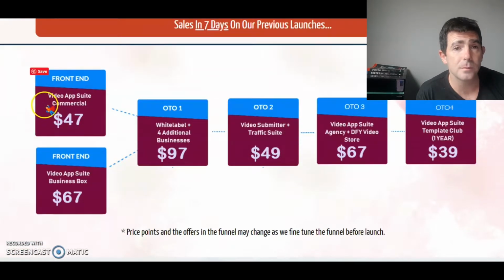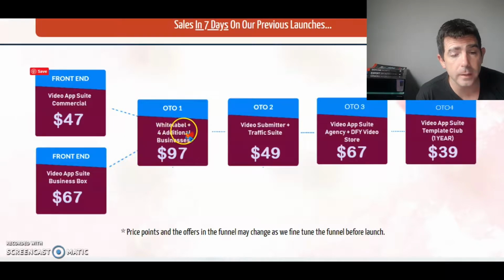Yeah, so these are the prices, guys. I'll show you now. For the front end, which is just the commercial one without the resell rights, it's $47. And for an extra 20 for the business box, where you're allowed to sell them and get the sales videos and the sales pages, it's 67.